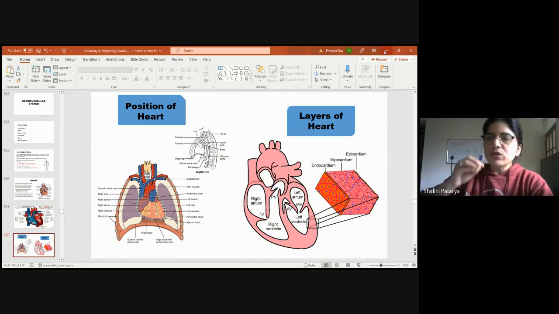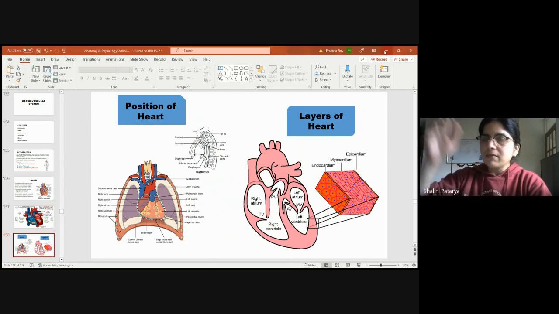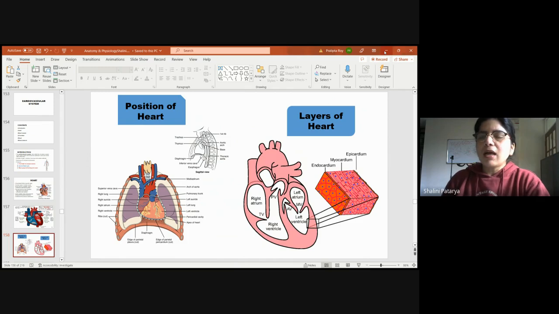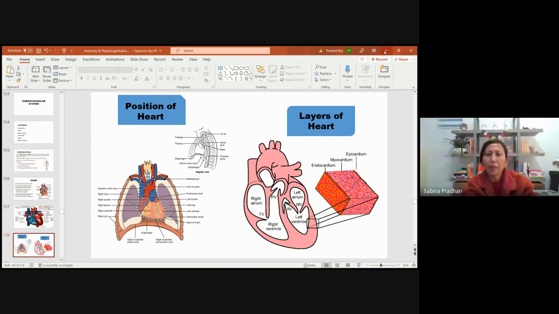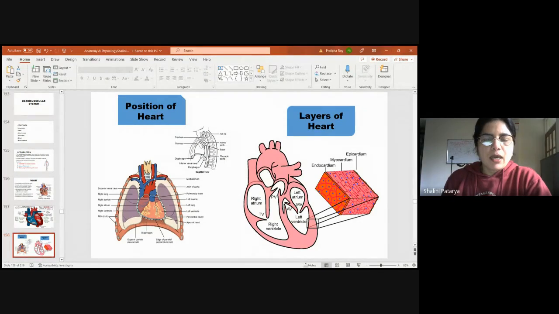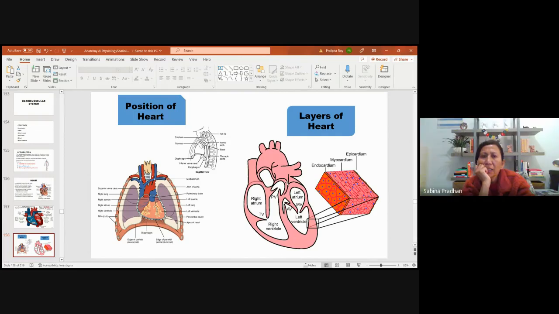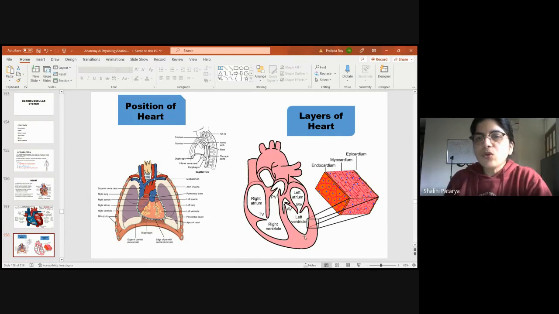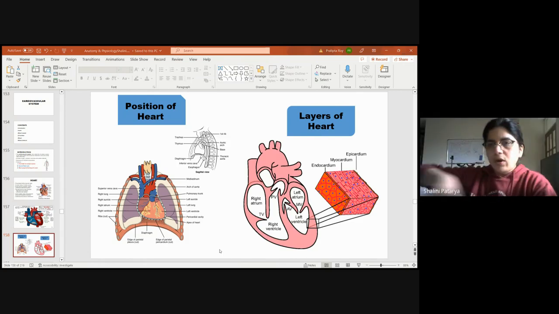The innermost layer, endo, always remember that endo means inner, is called the endocardium. The middle layer, M for middle, is the myocardium. The last one is the epicardium. These layers are all around the muscles.